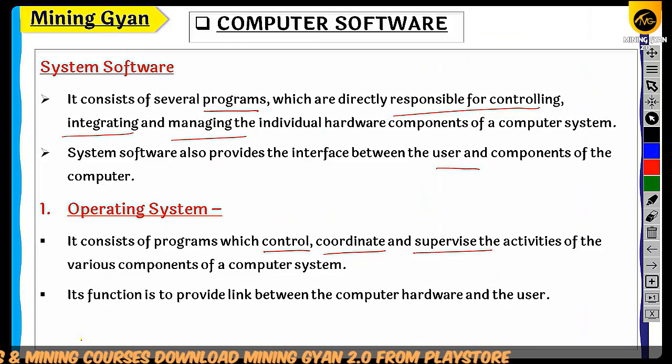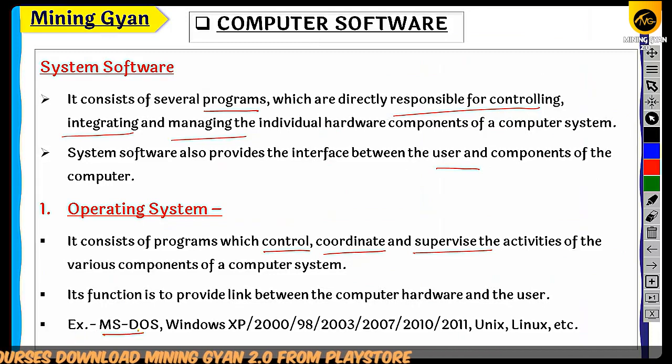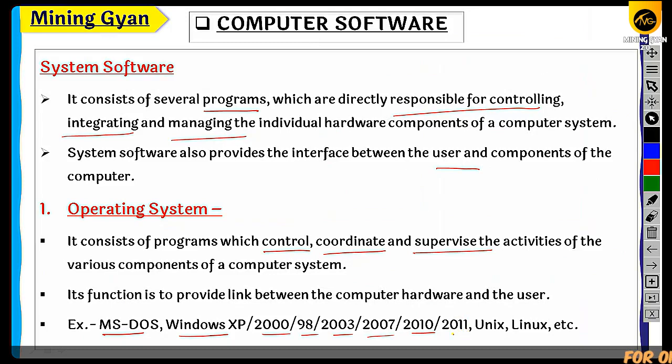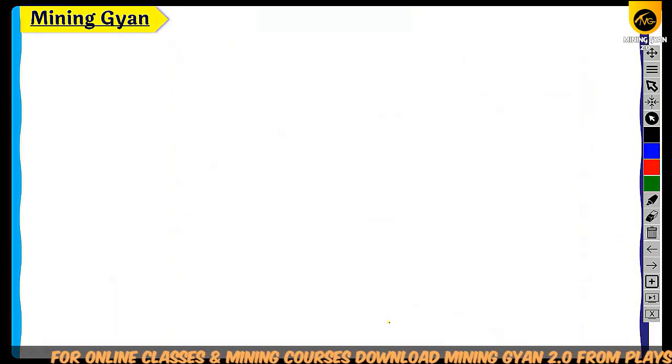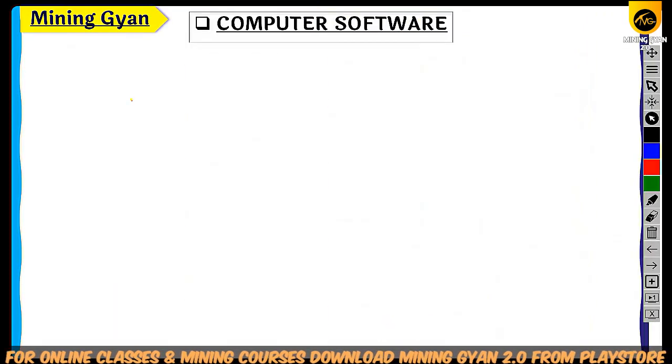Examples of operating systems are MS-DOS, Windows XP, Windows 2000, Windows 98, 2003, Windows 7, 2007, and Windows 2010, and nowadays the latest Windows operating system is Windows 11. Also Unix and Linux are operating systems. These operating systems belong to system software, which is the direct interface between the user and the components of the computer. We can classify operating systems into different categories.